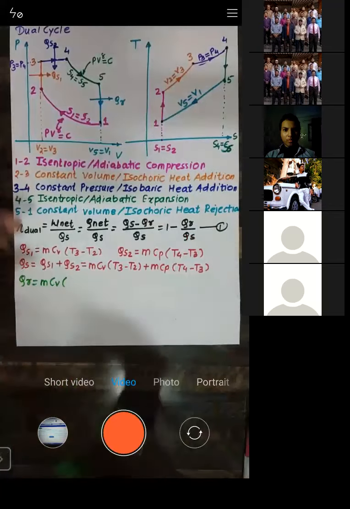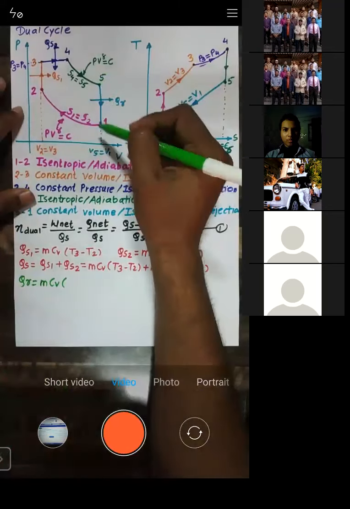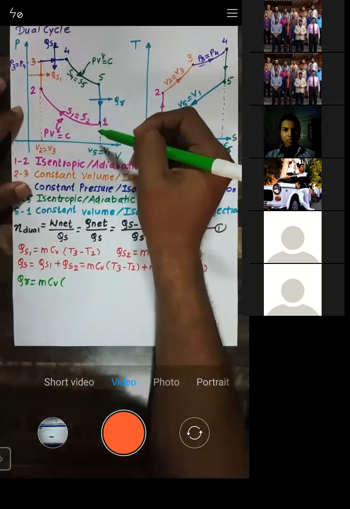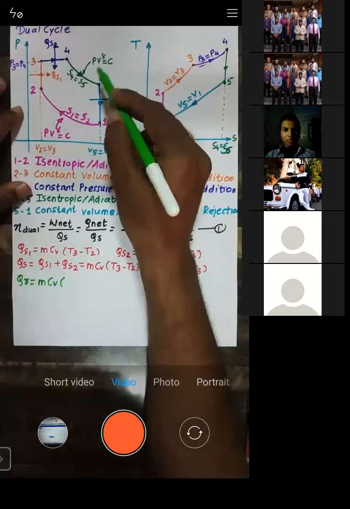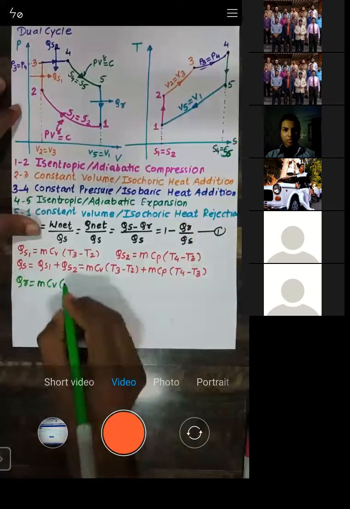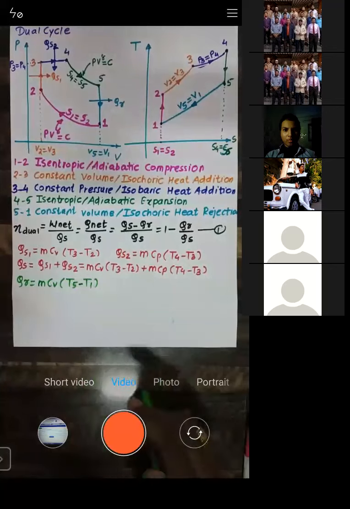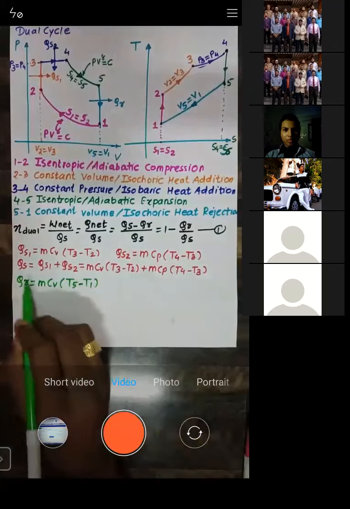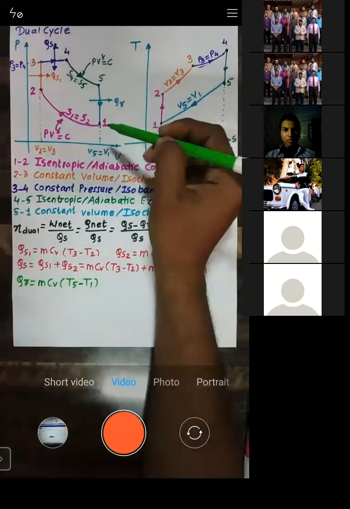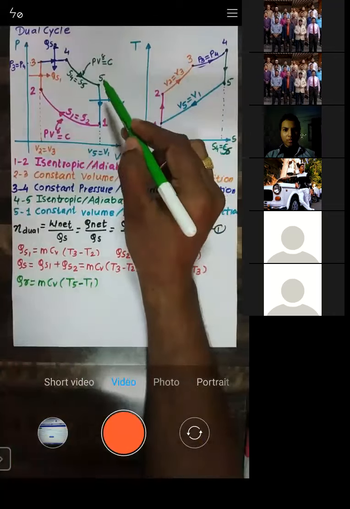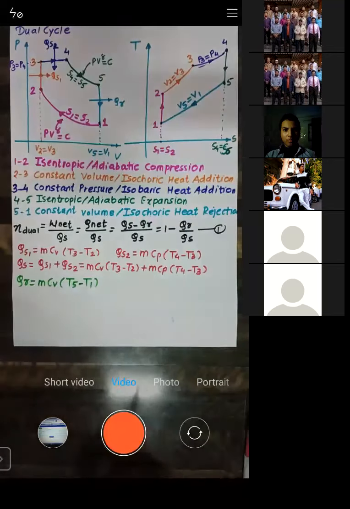Now when the heat is rejected during 5 to 1, what happens? During the heat rejection, the temperature decreases. The initial temperature was T5, and when you reject the heat, T5 decreases to T1. So I will write this as T5 minus T1. Because it is a rejection, we take the higher temperature minus the lower temperature. T5 is greater than T1 because T5 decreases to T1 as heat is rejected. So this is the value of heat rejected that we got.